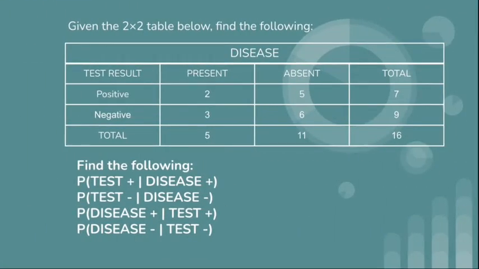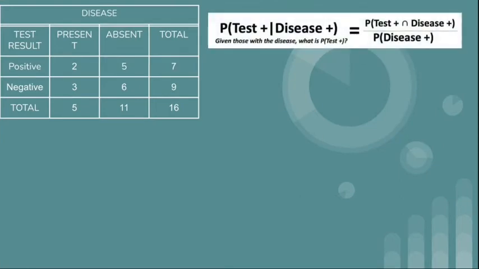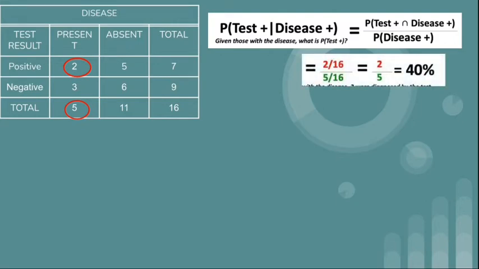Given the 2 by 2 table below, find the following. Find the probability that the test is positive given the disease is present. How many is our outcome for the test is positive? Right? 2. Then over the disease, how many is the total outcome where the disease is present? Right? 5. So it becomes 2 over 5 or 40%. In other words, out of 5 patients with the disease only, 2 were diagnosed by the test. Or 40% of those with the disease were correctly identified by the test.